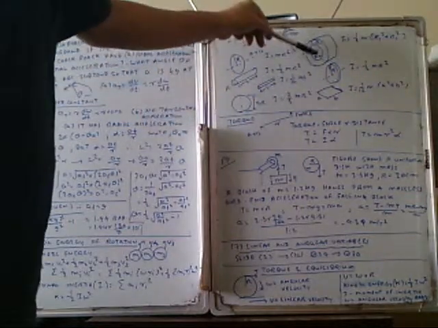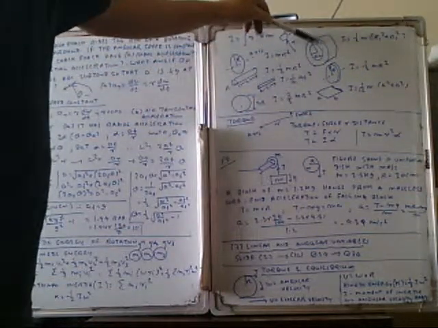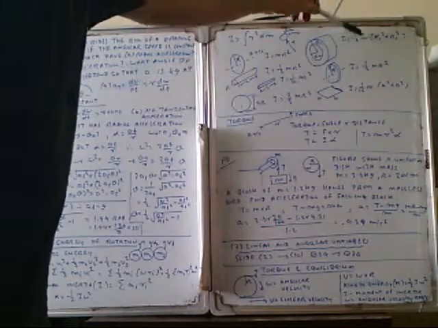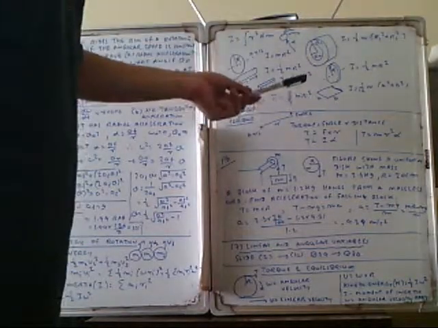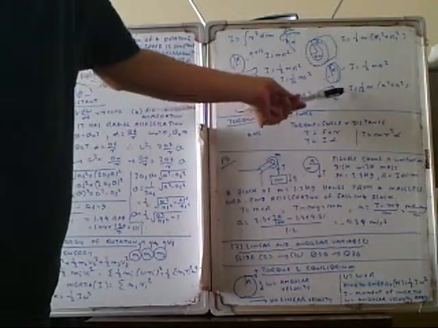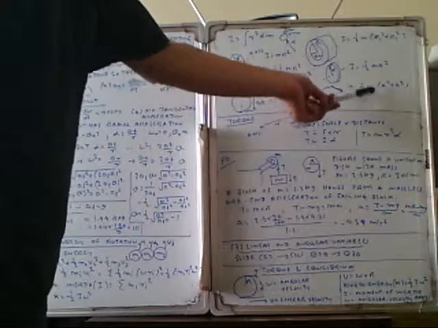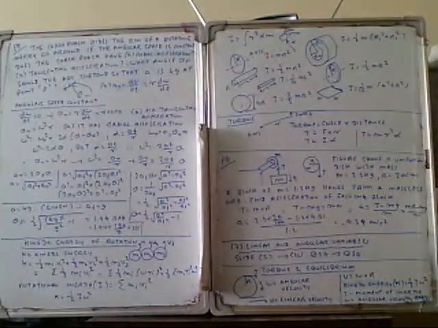And this hollow one has internal radius R2 and external radius R1. In this case, I is equal to half m times R1 square plus R2 square. And this is straight, with sides A and B, so that I is equal to 1 by 12 m times A square plus B square.